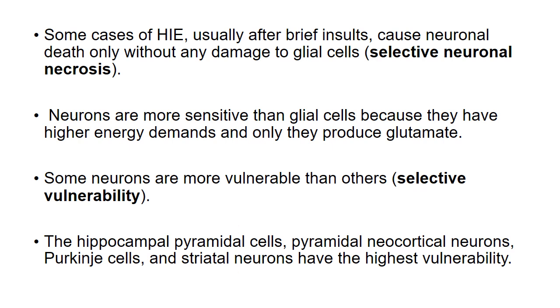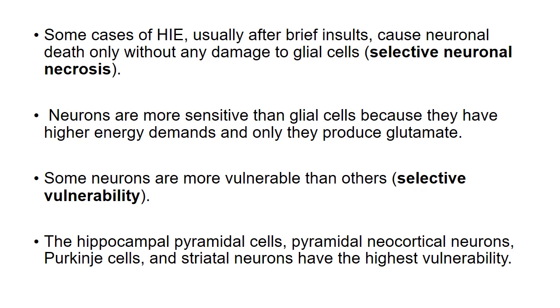Some cases of hypoxic ischemic encephalopathy, usually after a brief period of insult, often undergo neuronal death. And this neuronal death is quite selective over the glial death because the neurons are more sensitive, as they have a high energy requirement and they are the ones that produce glutamate, right? So this is referred to as selective neuronal necrosis.